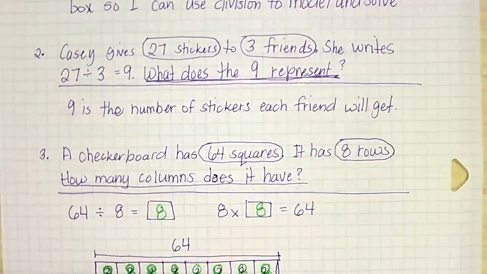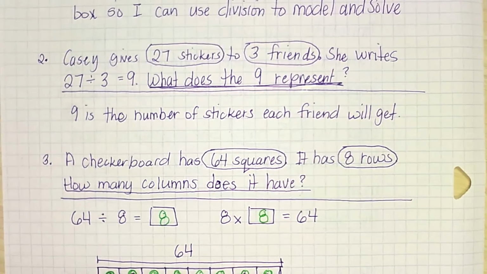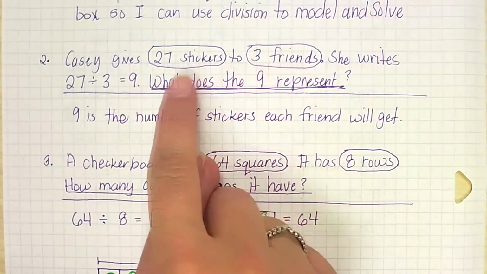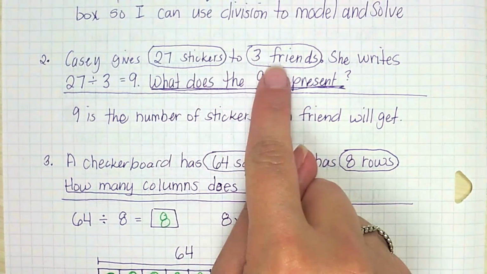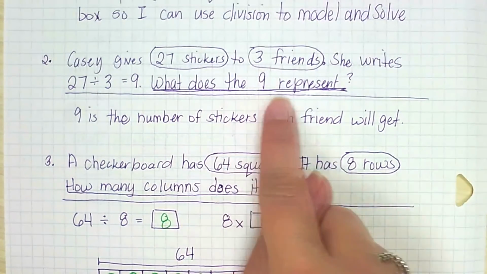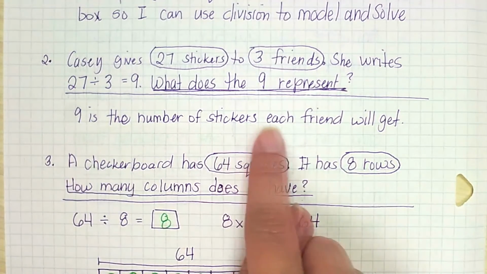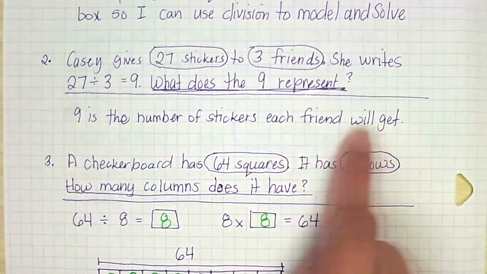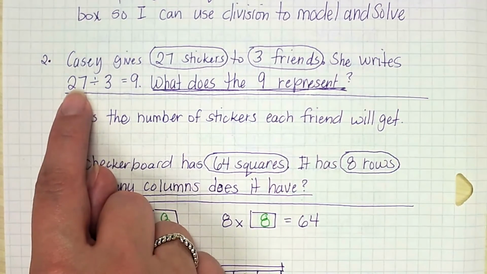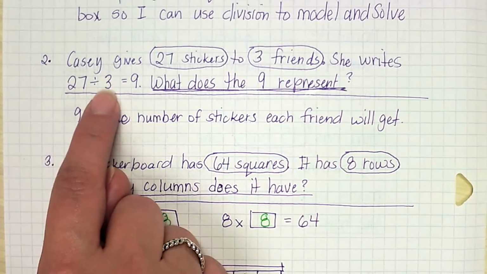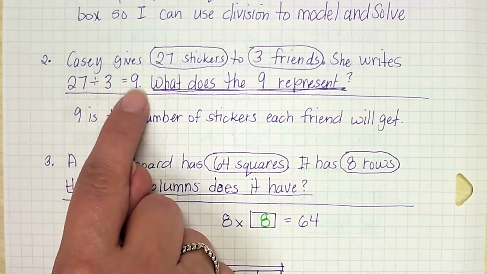Question number 2 says, Casey gives 27 stickers to 3 friends. She writes 27 divided by 3 equals 9. What does the 9 represent? So over here, you can see I annotated my question. 27 stickers, 3 friends, and I underlined the question part. What does the 9 represent? So 9 is going to be the number of stickers that each one of her friends will get. Because 27 is the total number of stickers, she's sharing it with 3 people. Each one of them will get 9.